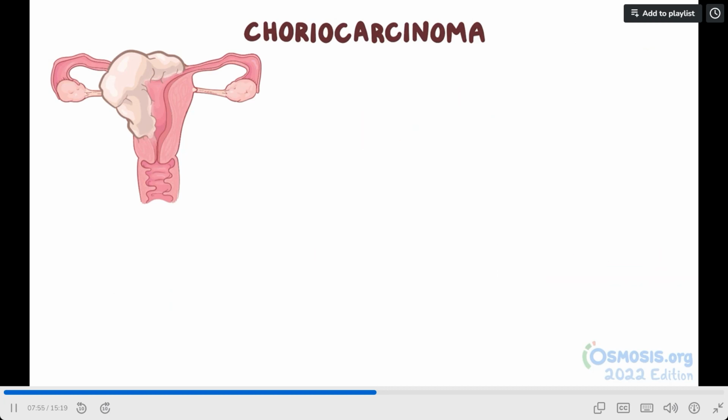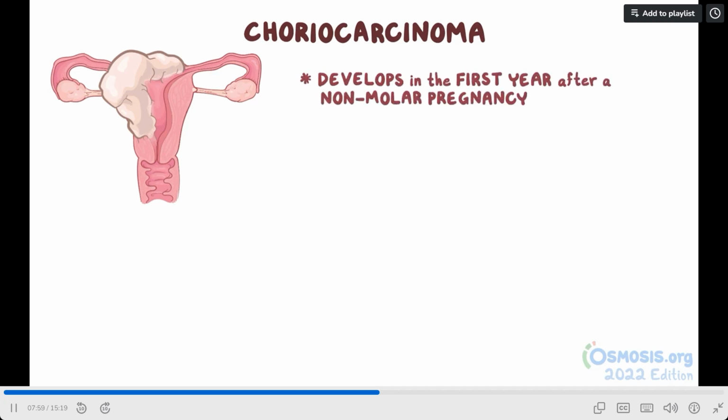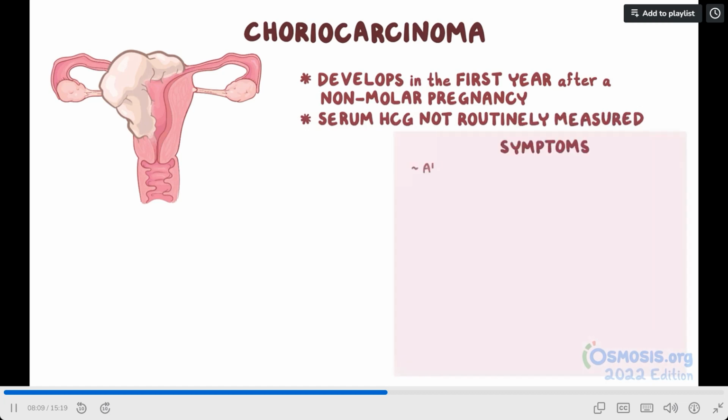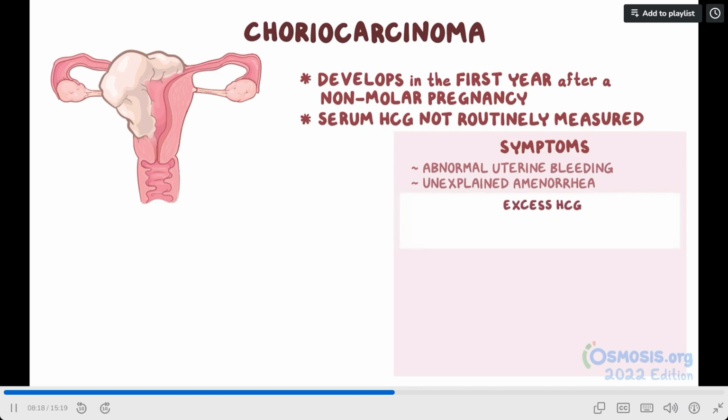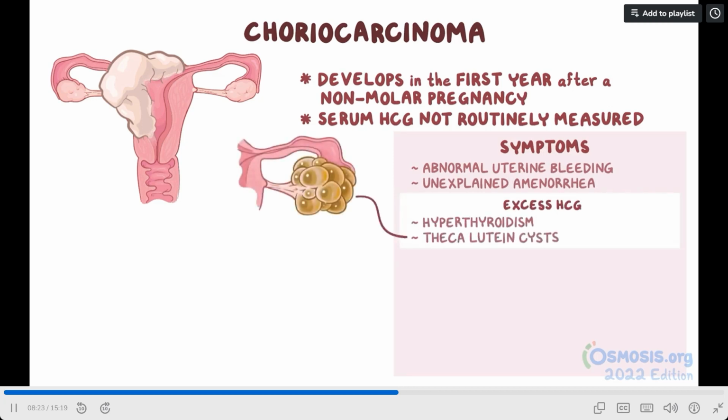One unique situation is when a choriocarcinoma develops in the first year after a non-molar pregnancy. In this case, it may be trickier to diagnose because the serum HCG is not routinely being measured. So, these females often develop symptoms like abnormal uterine bleeding or unexplained amenorrhea weeks to months after a pregnancy. Secondly, there may be signs of excess HCG production, like hyperthyroidism or ovarian theca lutein cysts. And third, there may be lower abdominal pain or pressure because of uterine and ovarian enlargement.